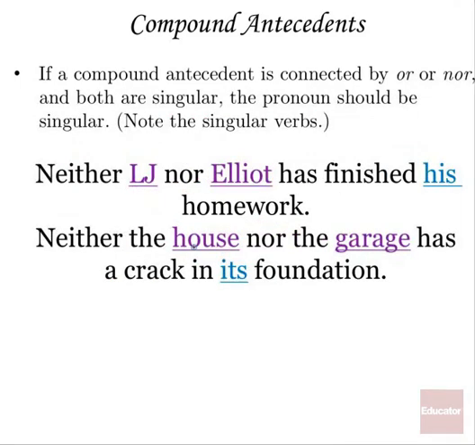Now things get a little more complicated if your compound antecedent is connected by or nor. Now if you have an or nor situation and both of these antecedents are singular, then the pronoun is still singular. Note that it gets a singular verb. Now the way to think about this is if you have a compound antecedent, neither LJ nor Elliot has finished his homework. Think of it as LJ has not finished his homework. Neither has Elliot finished his homework. You'd use a singular pronoun and a singular verb. Neither the house nor the garage has a crack in its foundation.